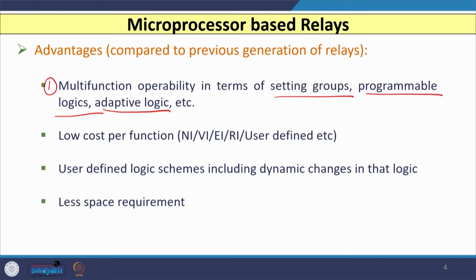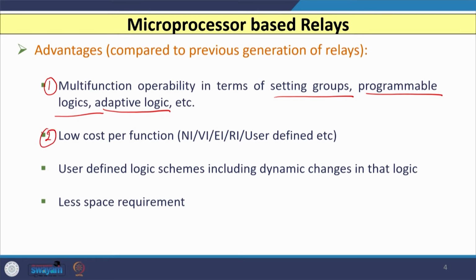So, suppose you want that if current exceeds some value, let us say some threshold, then relay operates, but that threshold is variable in nature. So, if we want that type of adaptability, then such type of relay supports that adaptive logic.